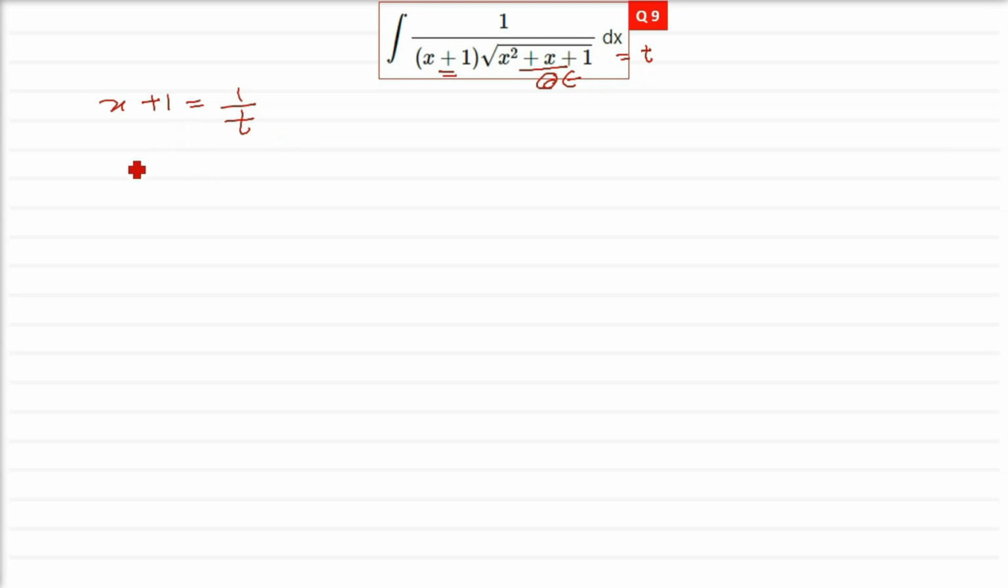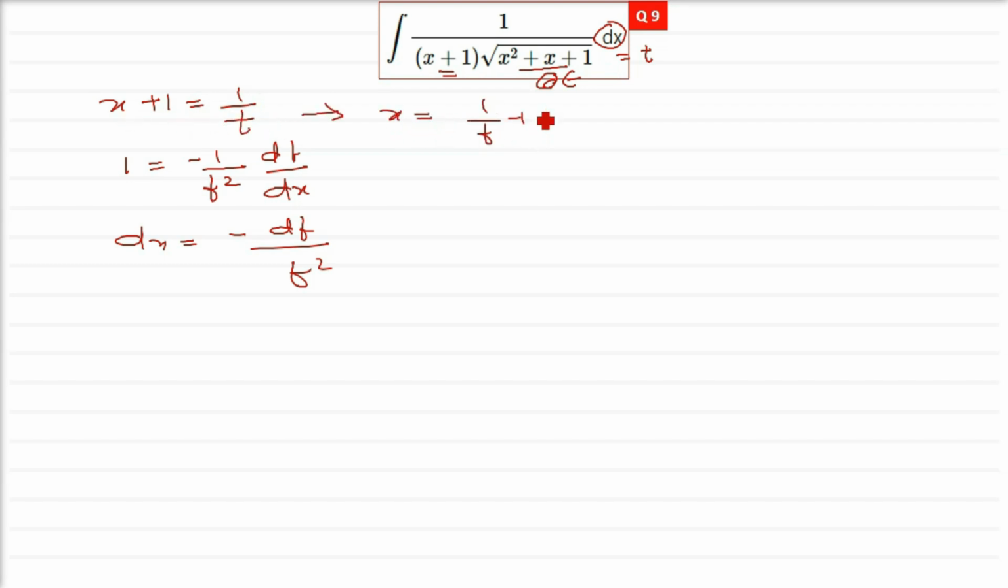Let's differentiate both the sides. Left will be 1. We are differentiating with respect to x. So negative 1 by t square dt by dx will come. So from this we are getting dx. If you take dx on one side, the remaining content on the right hand side will be negative dt divided by t square. Now we have to convert this x square plus x plus 1 in terms of t. See, x plus 1 is already 1 by t. X will be 1 by t minus 1. X square will be 1 by t minus 1 whole square.